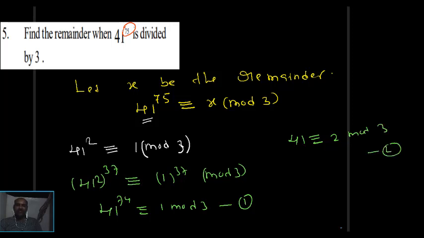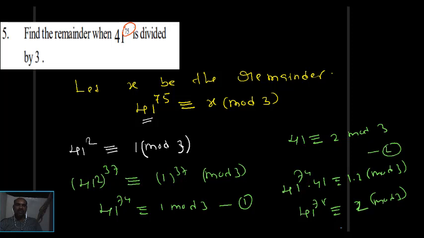If A is congruent to B modulo M and C is congruent to D modulo M, then AC is congruent to BD. So this is congruent to 1 times 2 modulo 3. What I can say is 41 to the power 75 is congruent to 2 modulo 3. What is the meaning of that? 41 to the power 75 divided by 3 leaves remainder 2.